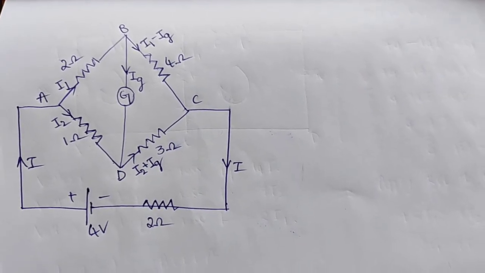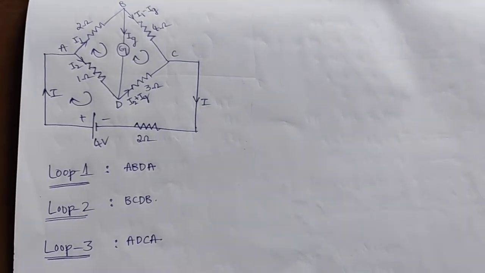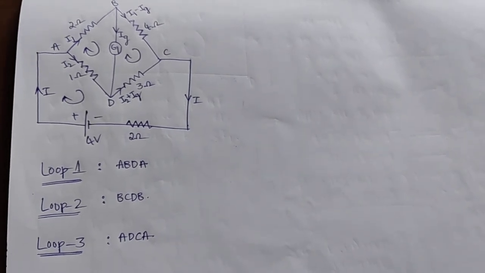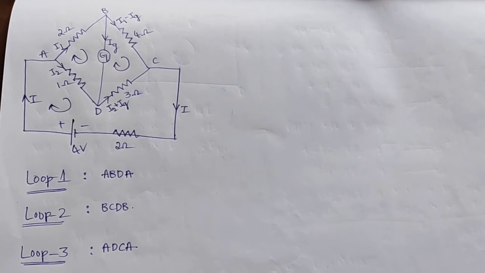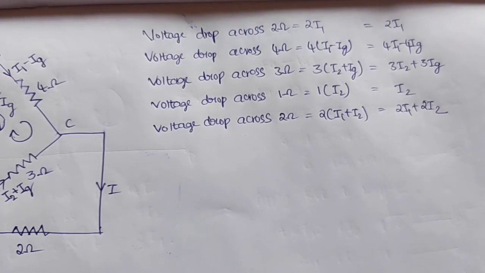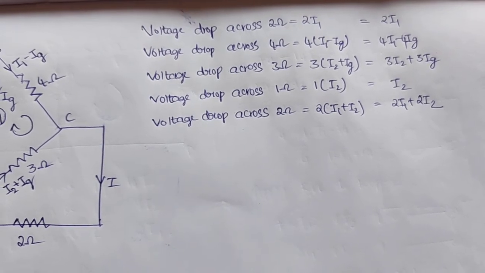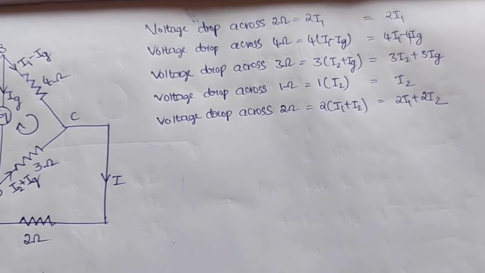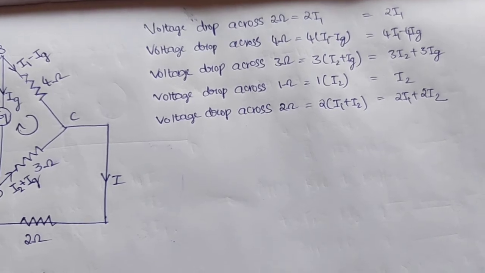Considering 3 loops in this circuit, all in clockwise direction, we get loop 1 ABDA, loop 2 BCDB and loop 3 ADCA. Writing the voltage drop across all the 5 resistances, we get the voltage drop across 2 ohms is 2I1, across 4 ohms is 4I1 minus 4Ig, across 3 ohms is 3I2 plus 3Ig, across 1 ohm is I2, and across the other 2 ohms is 2I1 plus 2I2.